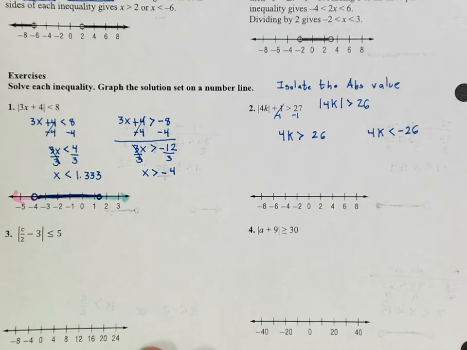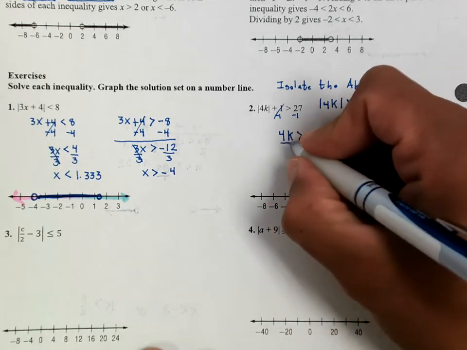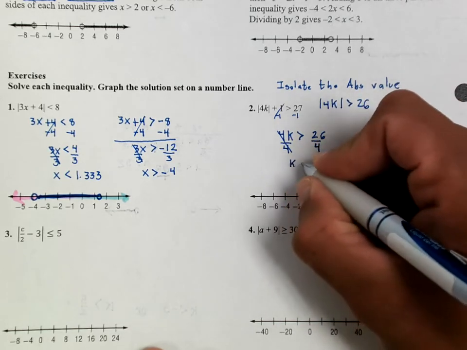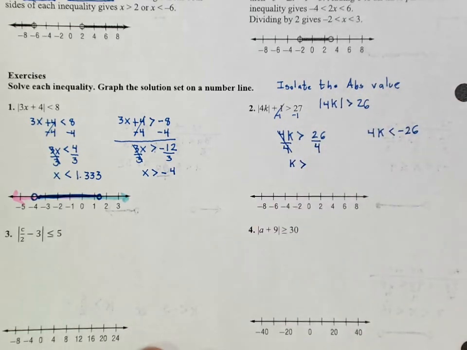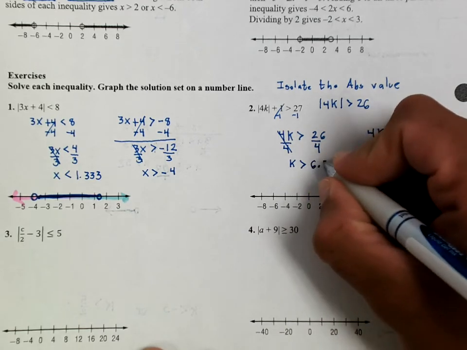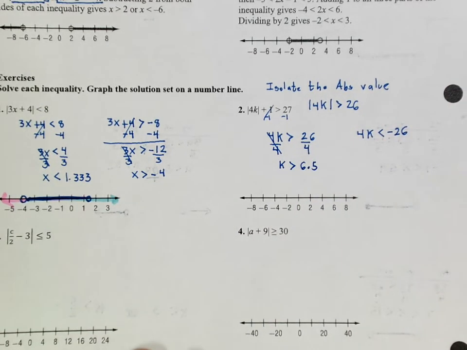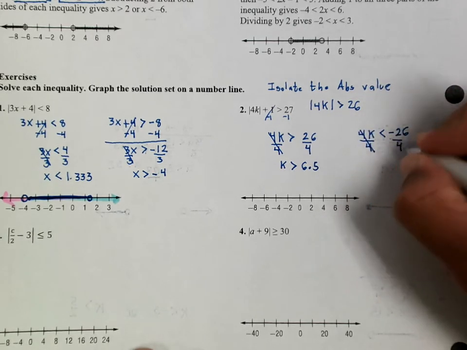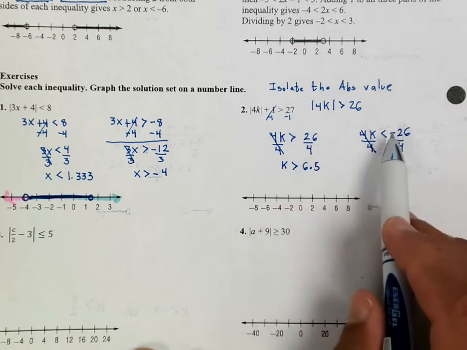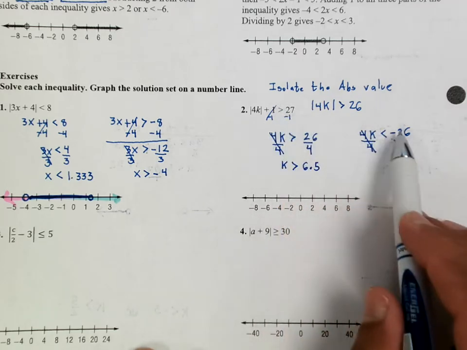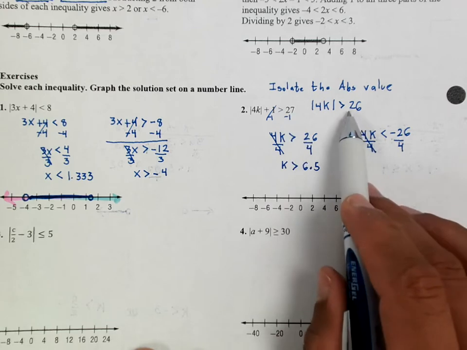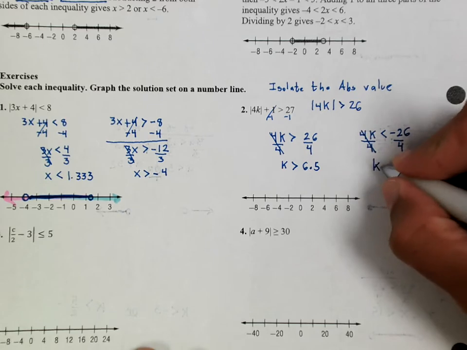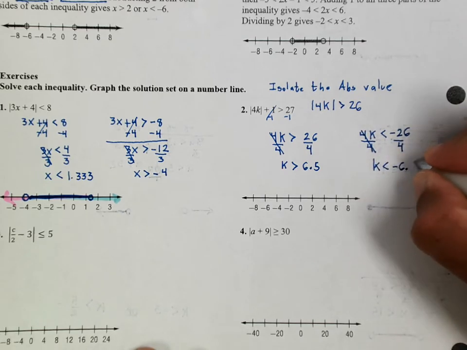Alright, so now if I divide this by 4, I would get k is greater than 6.5, and again, you can use your 4-function calculator for that. If I divide this, well, this is going to be the same. And again, notice that when I changed this inequality, I switched it from greater than to less than, and then I made this a negative number. So this is going to be k is less than negative 6.5.